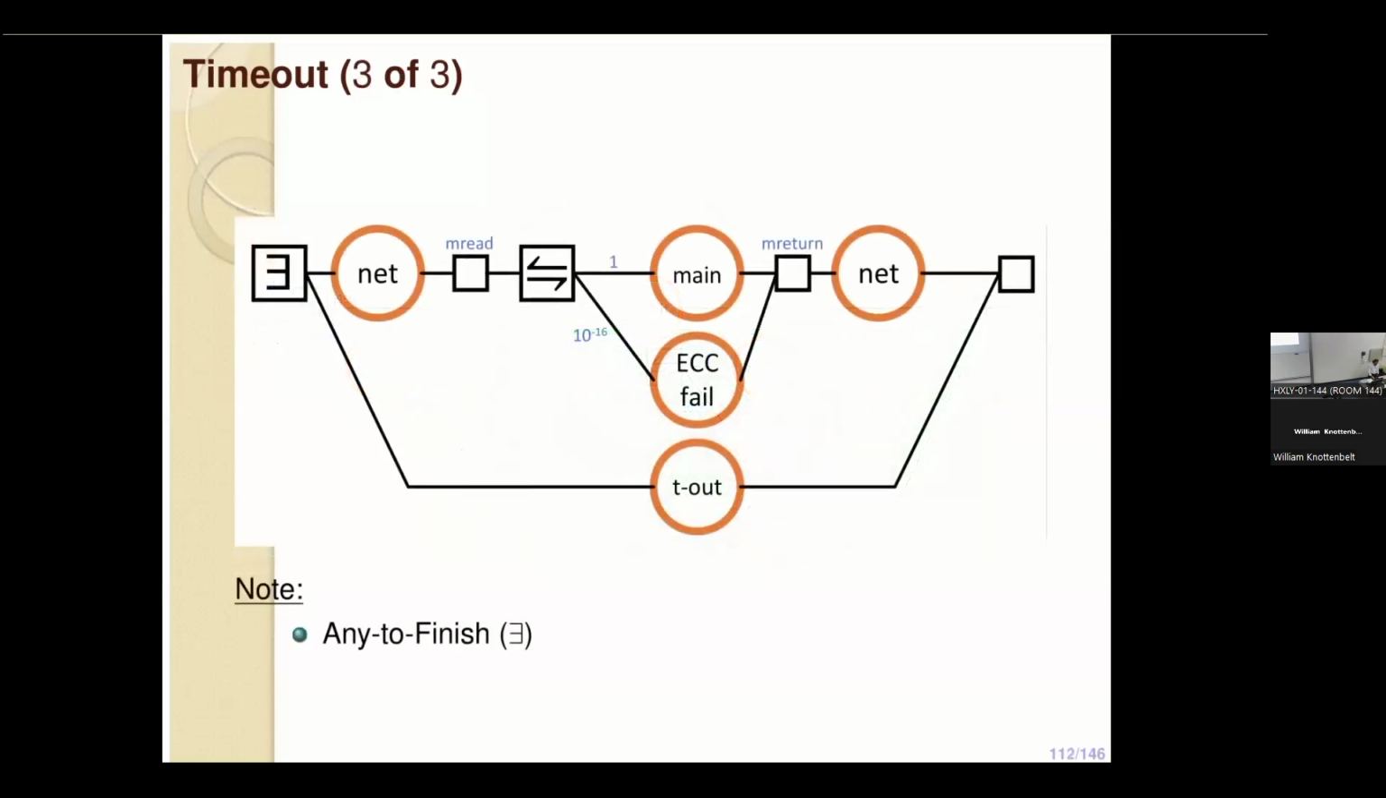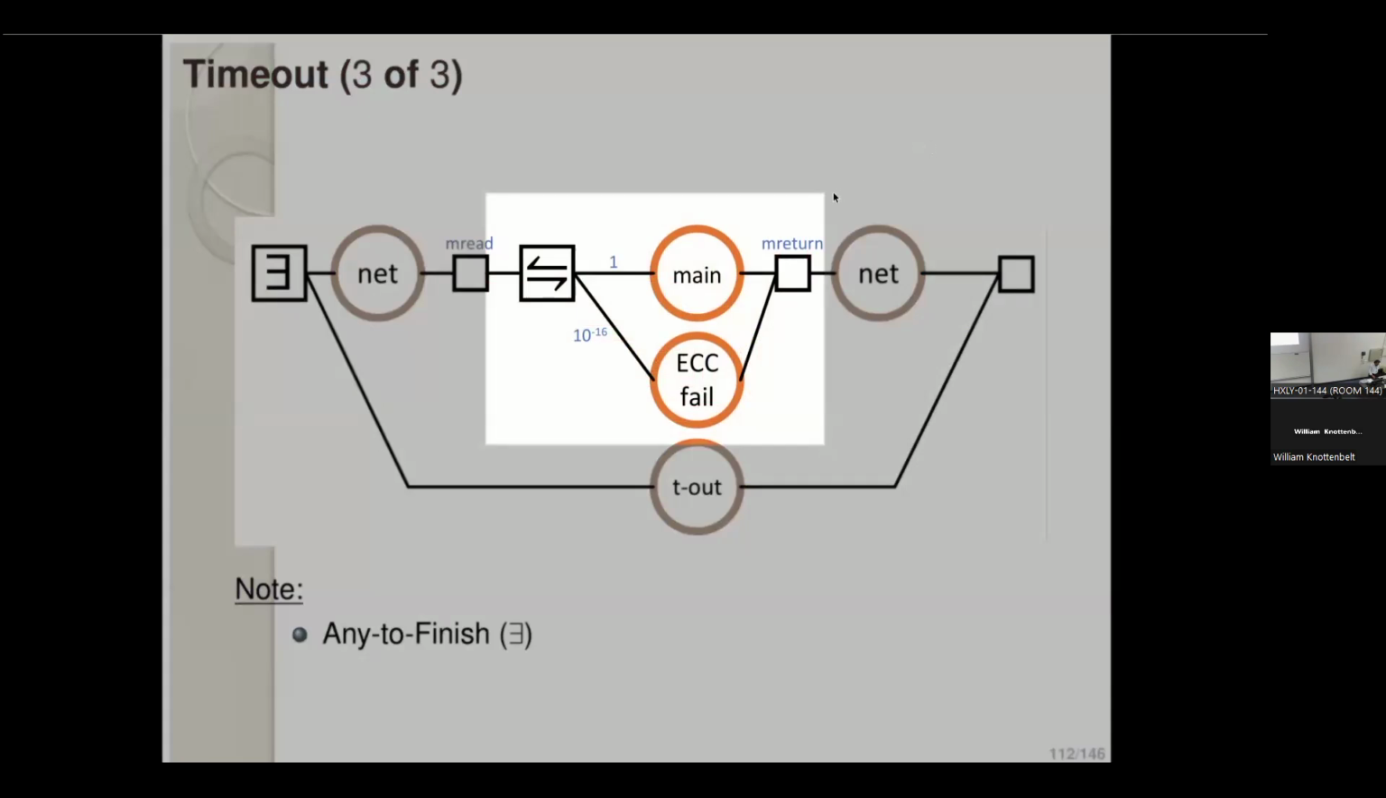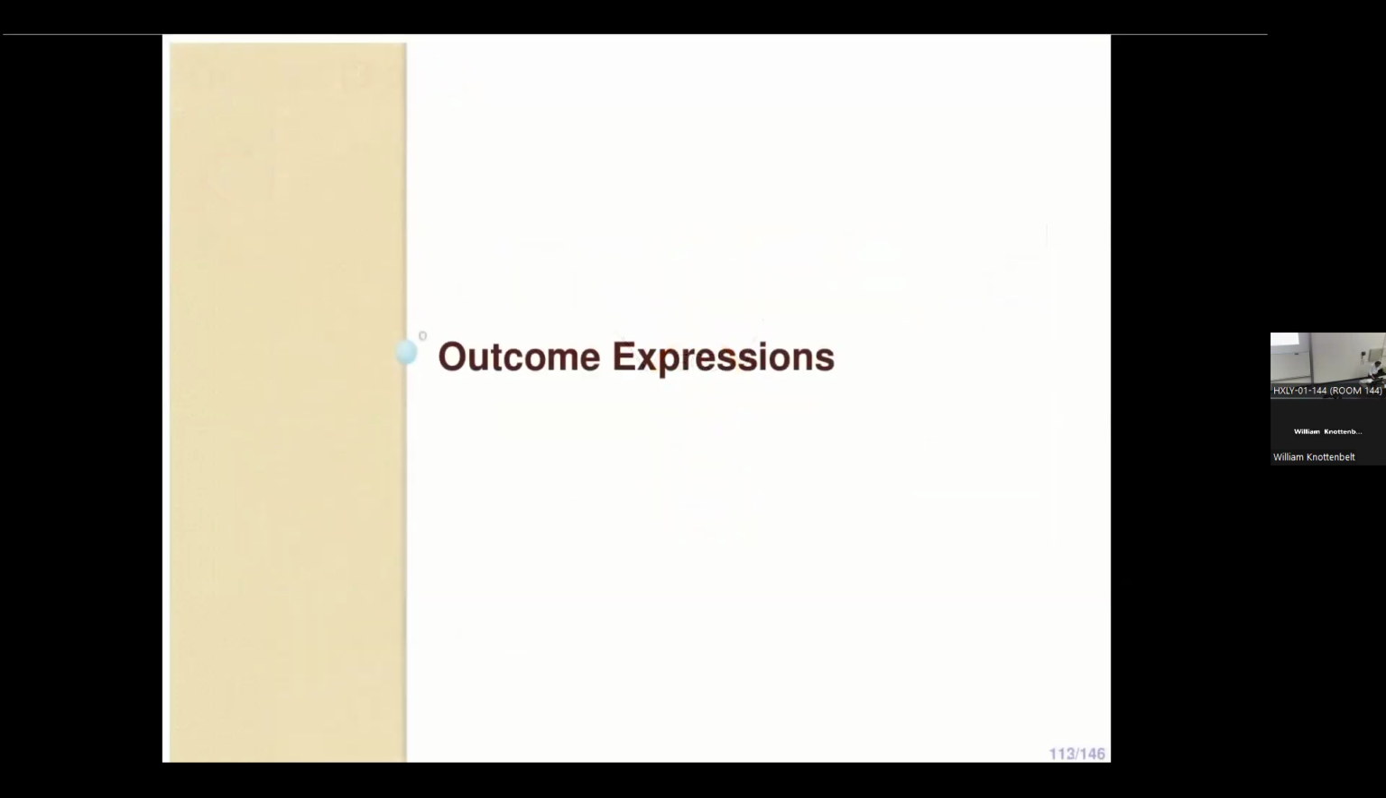Here it is. So this is what we had before. Now we want to go through the network also back and forth, the other direction, of course, and we would like it to be timed out. Now notice this new operator here, the any to finish or first to finish, formerly called, with the sign of existential quantification.